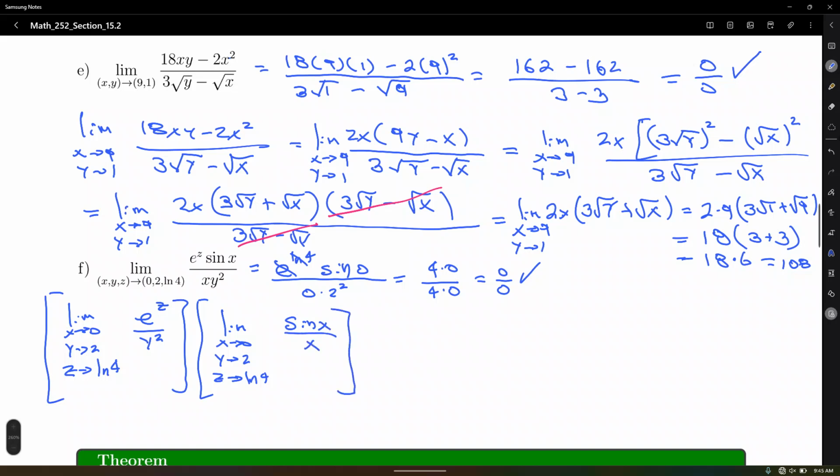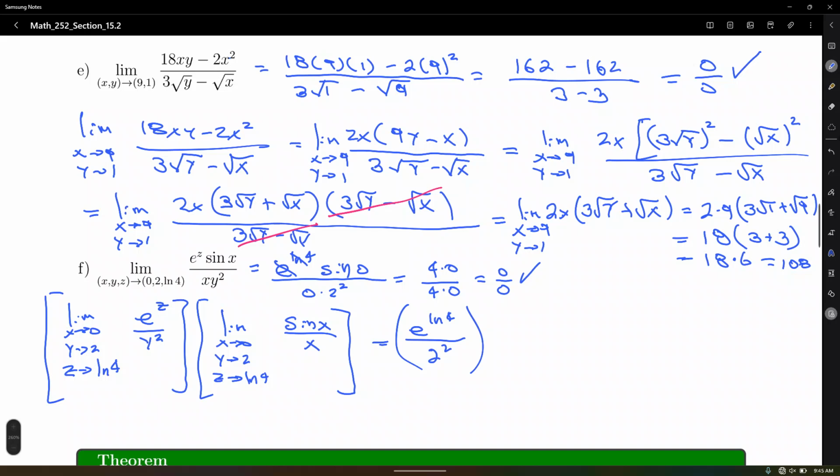Okay. Let's evaluate the first limit. e to the ln of 4 over, what's that? 2 squared, right? Oh, come on. 2 squared. But what about the limit in the second expression? Sine x over x. Do you recognize that limit? What is that equal to? That equals 1, right?